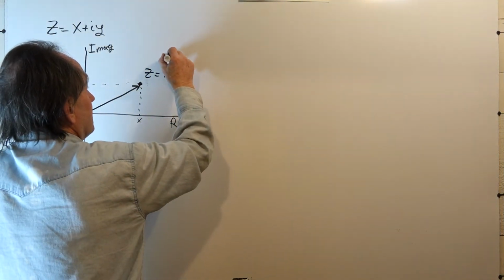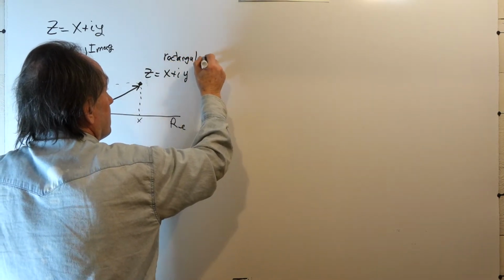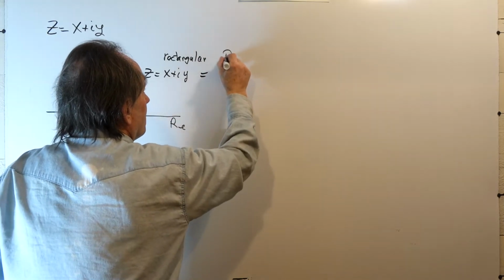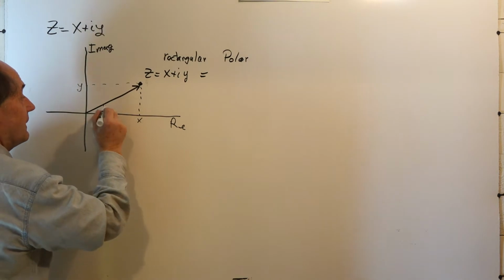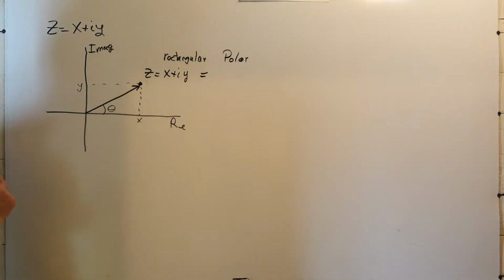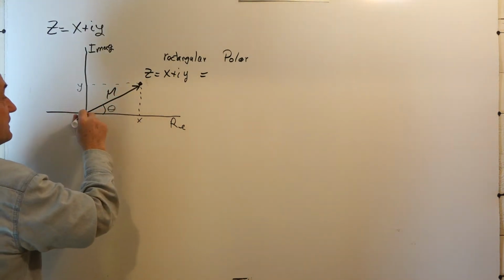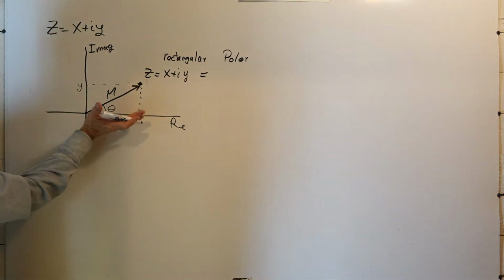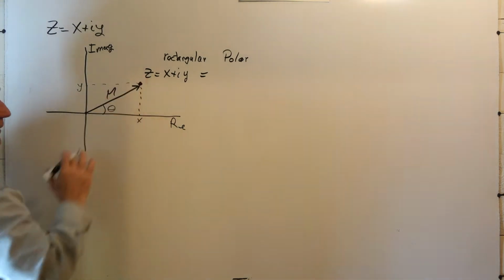This is called the rectangular form, the rectangular form of representing a complex number. We also have what's called the polar form, or the exponential form, and we represent that using a magnitude and an angle. The magnitude, we'll call m, is just the distance from the origin out to the point, and the angle is what we sweep that vector through from the real axis to align ourselves with the point.